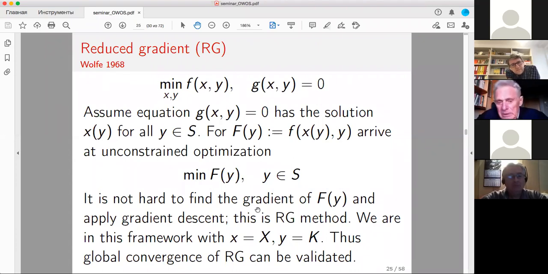So, well, what is new is that, as you have seen, we got some global convergence results for our problems, and there was no global convergence result for this general framework of reduced gradient. Probably it can be achieved for some other kinds of problems.